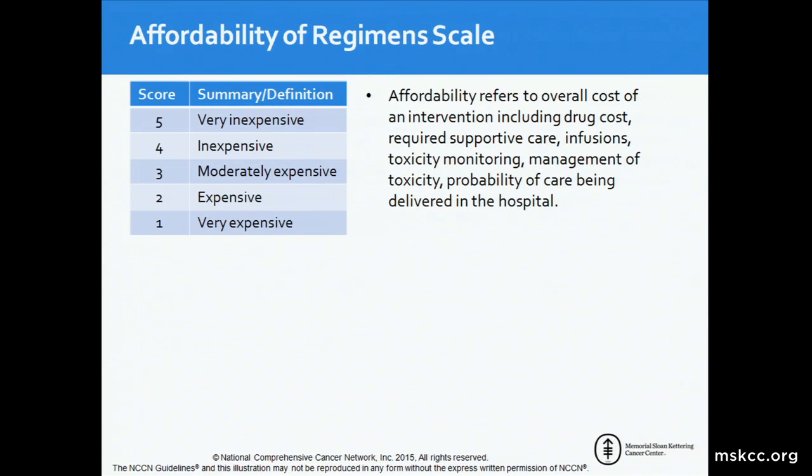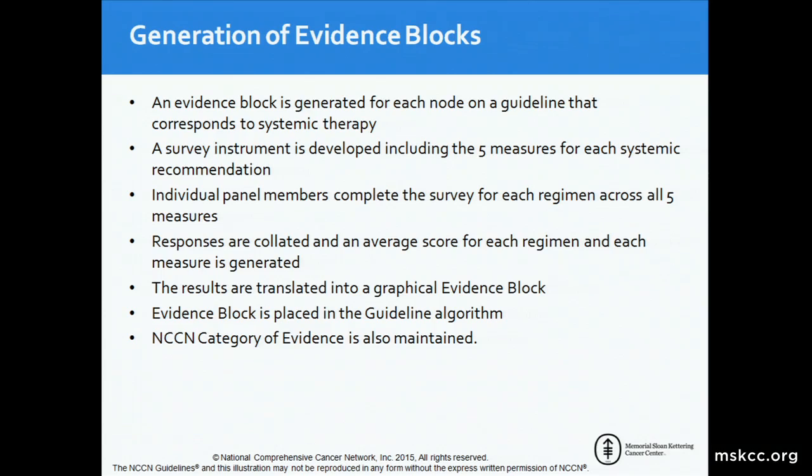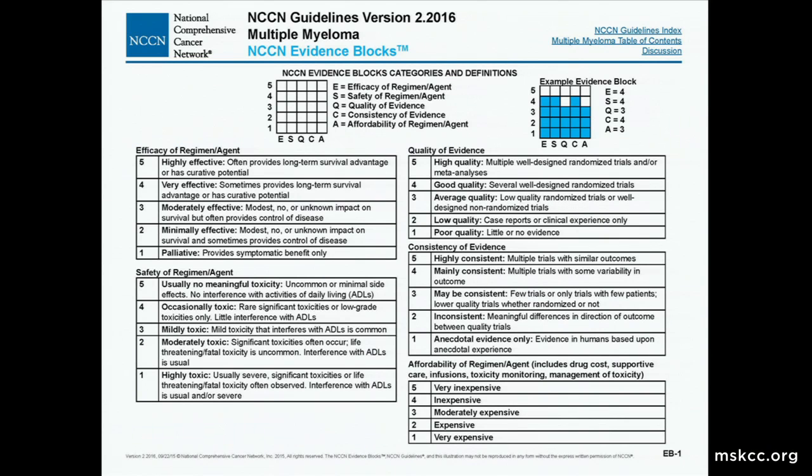I have to say that this dimension has been the most difficult, at least for the lymphoma panel members, because we really have a tough time wrapping our heads around this. The idea is to try to understand the full cost of care, not just the cost of the drug, but the full cost of care. So each node, there's a treatment decision. We generate an evidence block. I can't show you the lymphoma examples because they're still being tabulated in large cell lymphoma and CLL, but I can show you multiple myeloma.